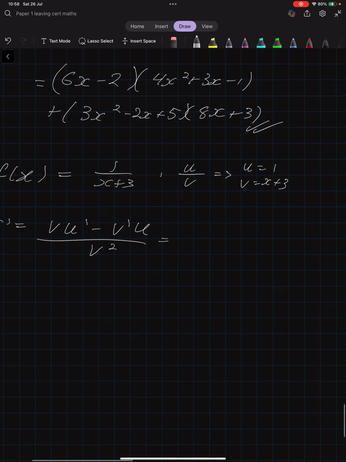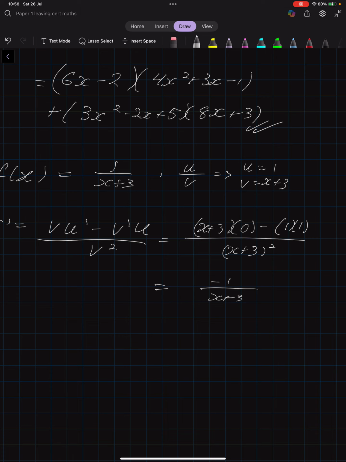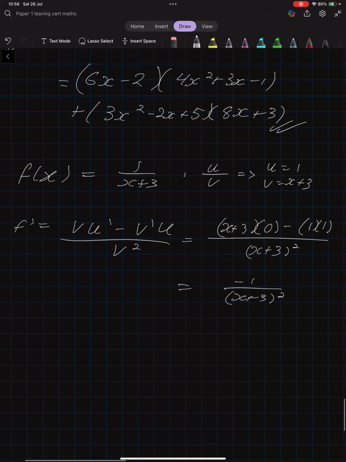If I do this, I get x plus 3 times the differential of 1, which is 0. The differential of x plus 3 is simply 1 times u, which is also 1. All over v squared is going to be x plus 3 squared. And this is just equal to minus 1 over x plus 3 squared.